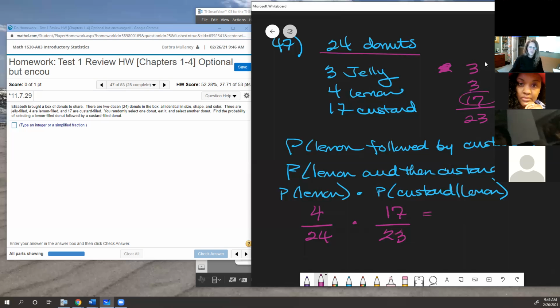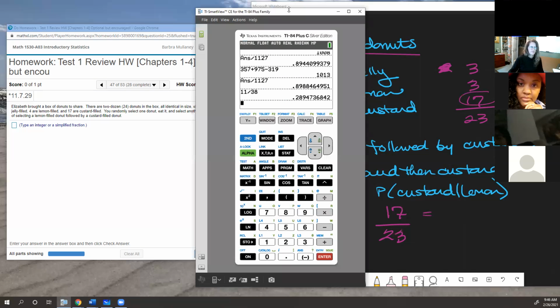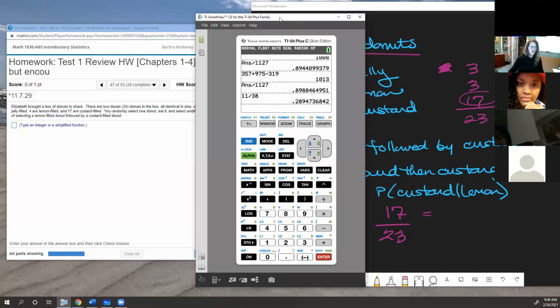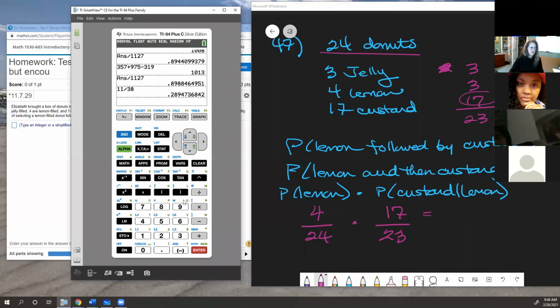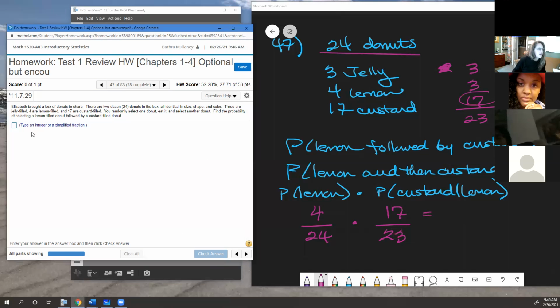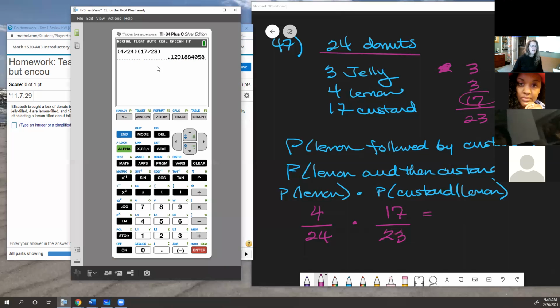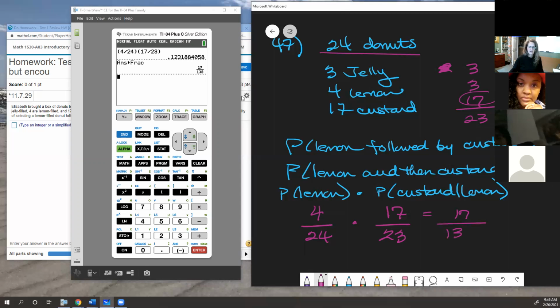And then we just put this on our calculator. I would use parentheses for the two fractions. And it says to type an integer or simplified fraction. All right. So I need to press math, enter, enter, and it'll put it in a simplified fraction. So it's 17 over 138.